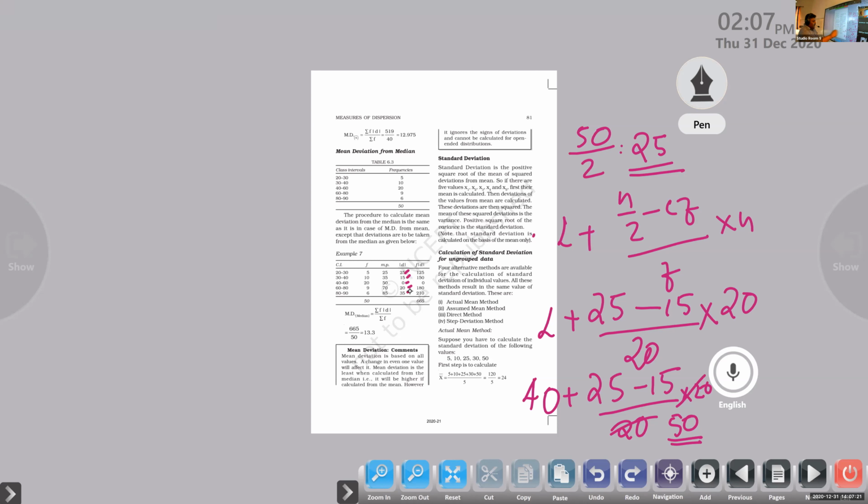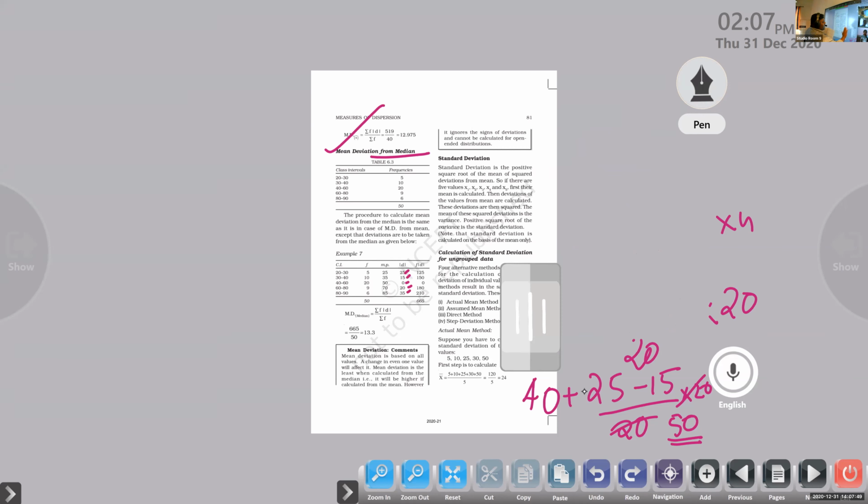So again, the idea is missing. Just go back to the chapter, measures of central tendency. I'm not showing that on the screen, so take your textbook and observe how to find the median. You can see here, mean deviation from median. First importance we want to give to the median. First of all we want to find the median, then only we are able to find the mean deviation from the median.